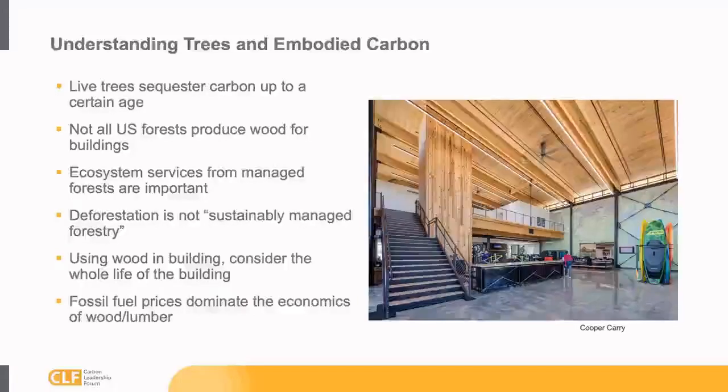Deforestation is not sustainably managed forest, and deforestation in our nation has mostly occurred when we change land use types or we expand cities and agriculture. When we're using wood in buildings, let's consider the whole life of the building and what that may be and how we influence the people who use the building and how they feel about buildings. And again, last piece here, fossil fuel prices dominate the economics of wood and lumber.